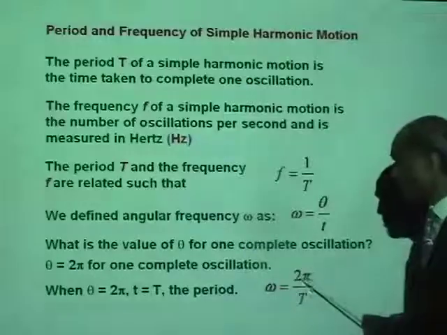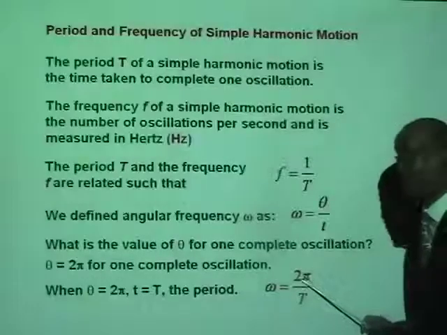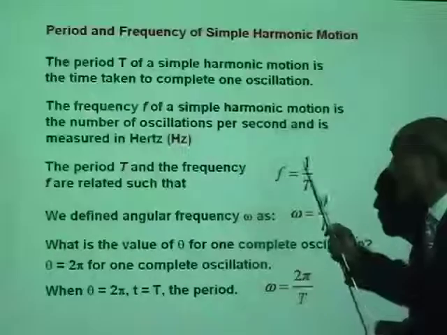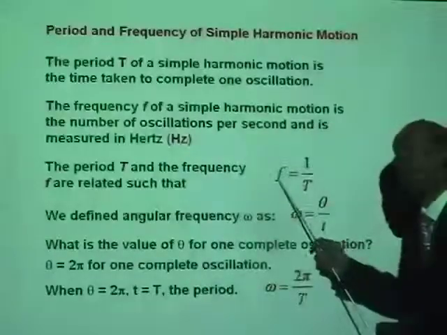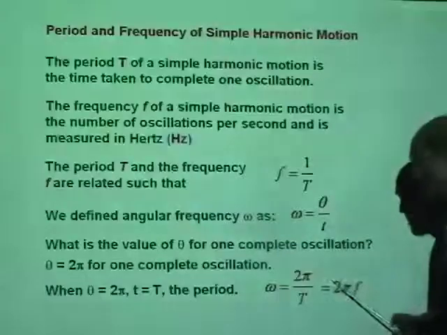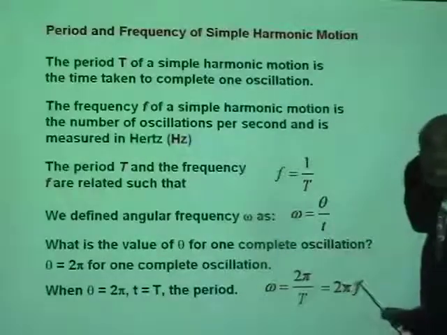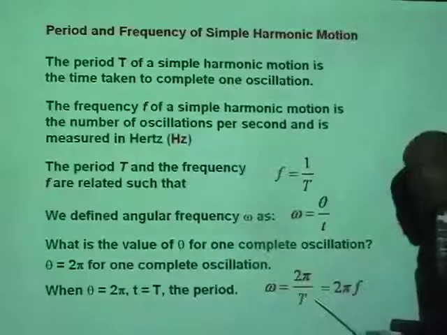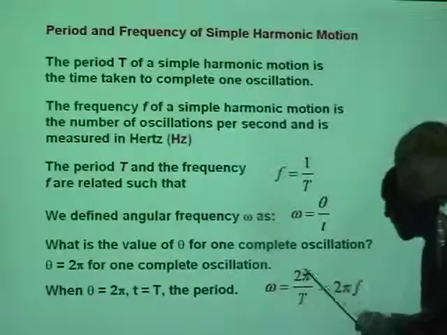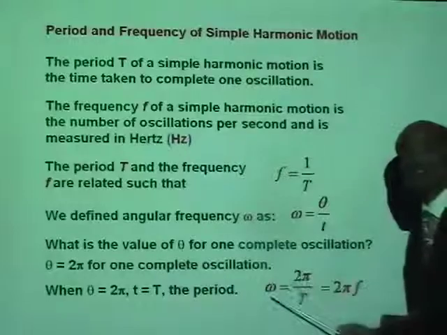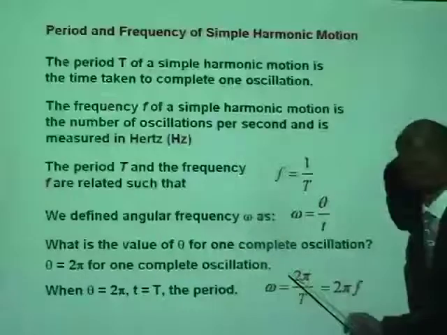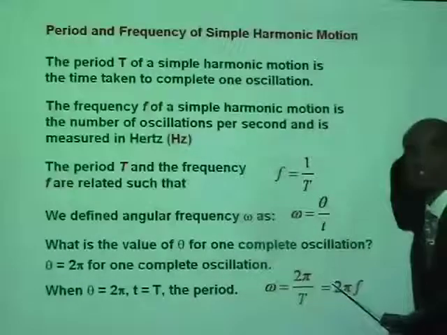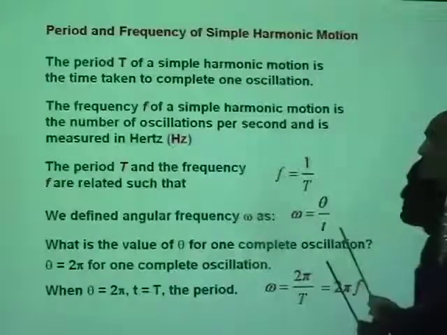Alright. We can also write it as, look at this, 2 pi multiplied by 1 over T, and 1 over T is the frequency. So I can also write it as 2 pi times the frequency. You see, the reciprocal of the period is the frequency. You must know both these relations. Omega, the angular frequency, is 2 pi divided by the period, is the same as 2 pi times the frequency.